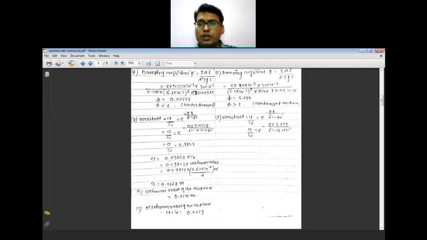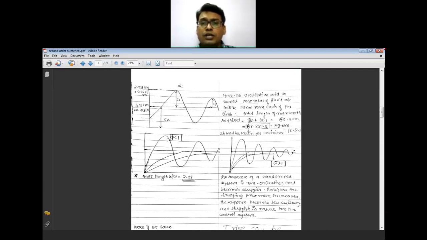So this comes as the overshoot. You can calculate the value of C1, that is 1.128 meters. Then the ultimate value you can calculate as 0.013 meters. Then the maximum value comes as 0.0259 meters. So all these, 2.59 meters, 1.31 meters, all these are your manipulating parameters.